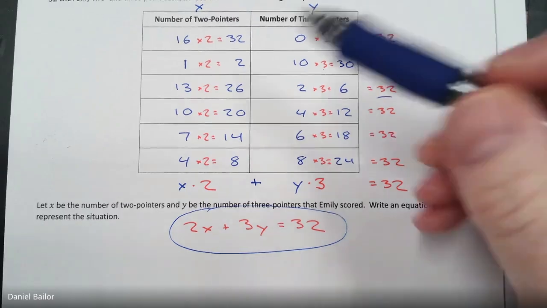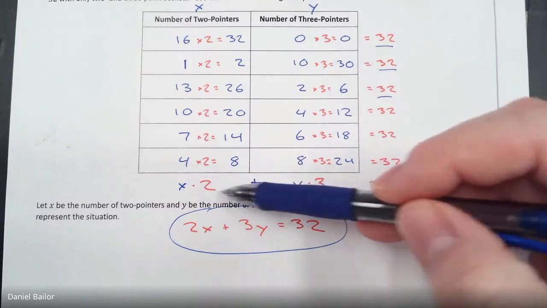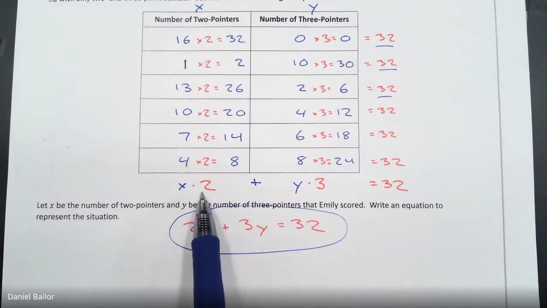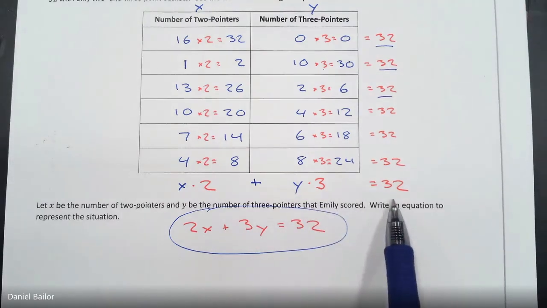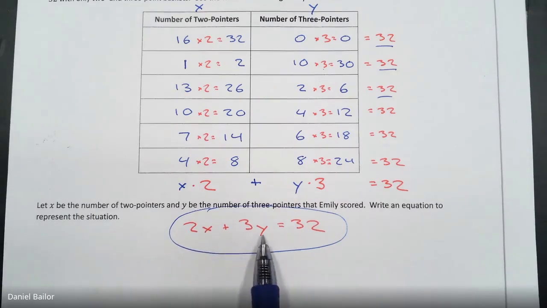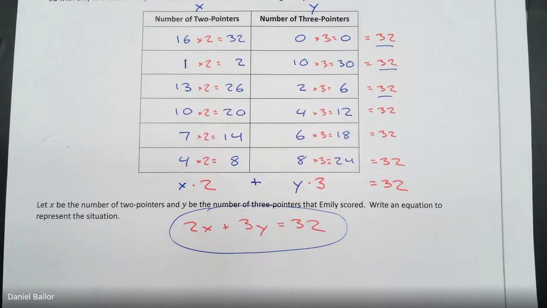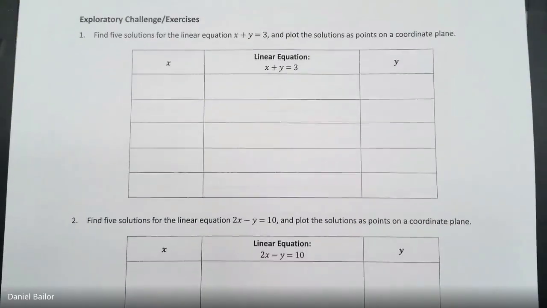After we finish the table, notice how I put these clues on here to help, but we found out that 2-pointers times 2 and 3-pointers times 3 equals 32 points altogether. That's exactly what we did. 2 times the 2-pointers plus 3 times the 3-pointers equals 32 points. And so this is kind of what we're doing today. Let's go to page 124, and we'll do a few more exercises together just to keep practicing this.